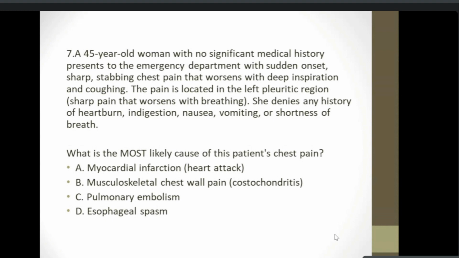The pain is located in the left pleuritic region, sharp pain that worsens with breathing. She denies any history of heartburn, indigestion, nausea, vomiting, or shortness of breath. The question is, what is the most likely cause of this patient's chest pain? Myocardial infarction, musculoskeletal chest wall pain, pulmonary embolism, or esophageal spasm? I'm waiting for your answer and comments.